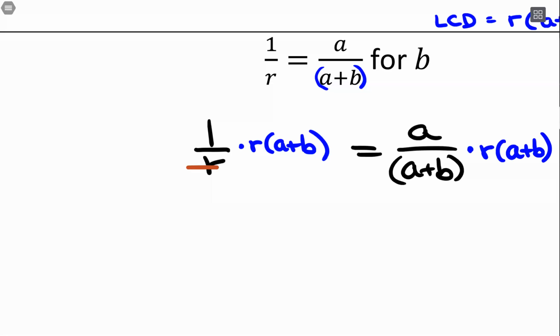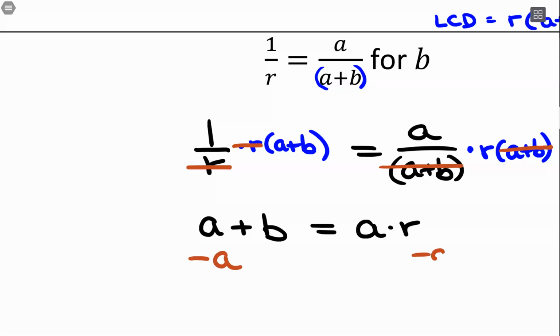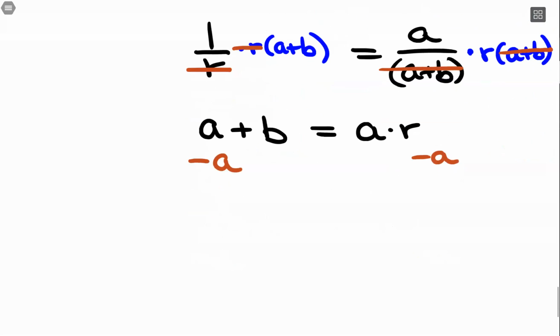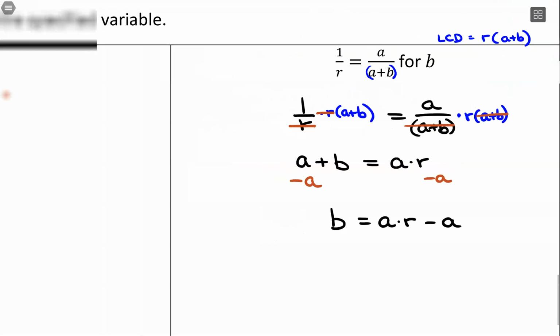So on the left-hand side, the r's would cancel out, so we would just have 1 times a plus b. And on the right-hand side, the a plus b expressions would cancel out, so we would just have a times r. And we're solving for b, so all I would need to do is subtract away a. So then we would have b equals a times r minus a. So we've rearranged our formula to solve for b.